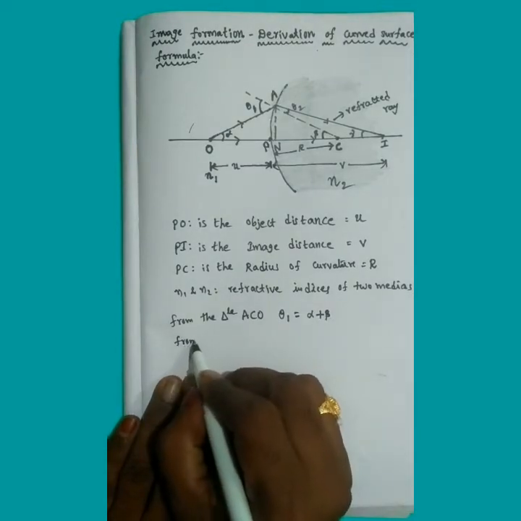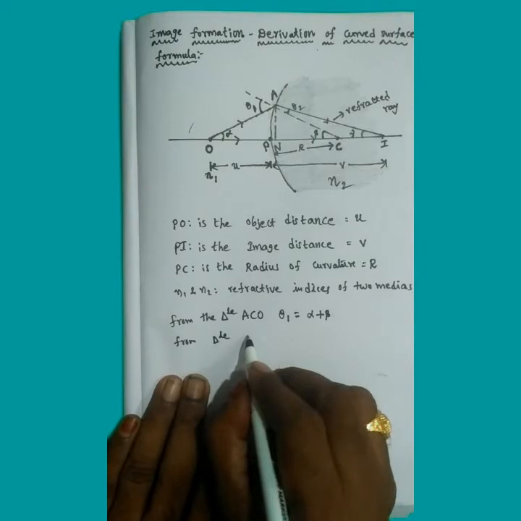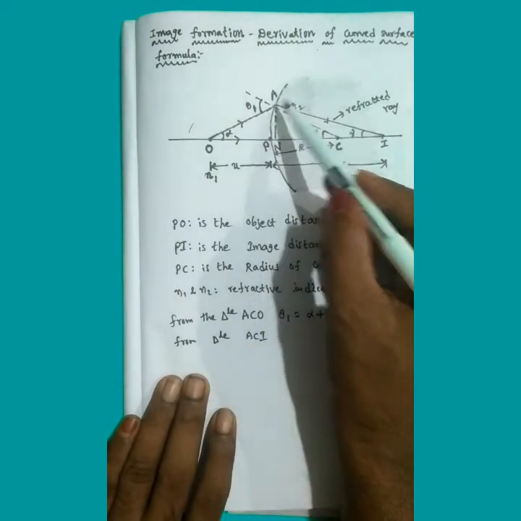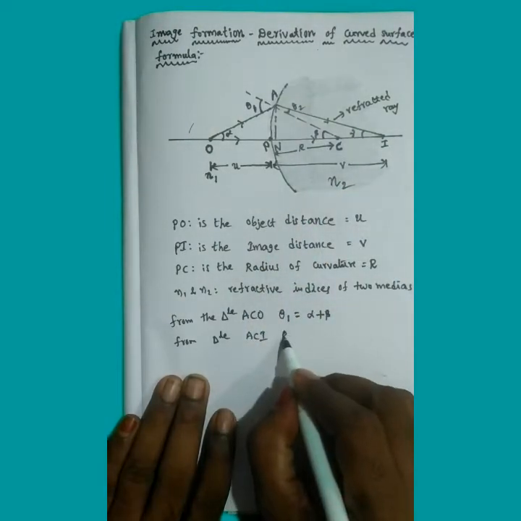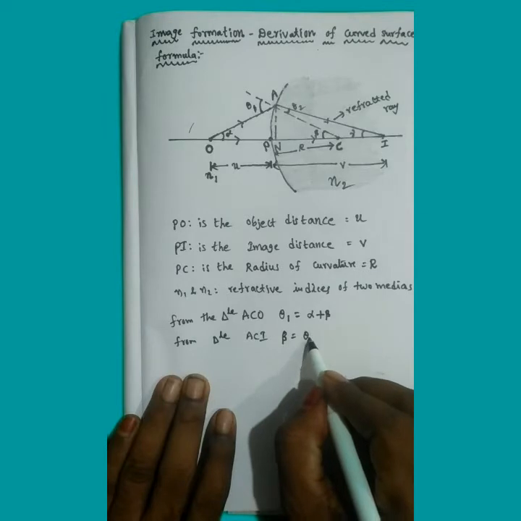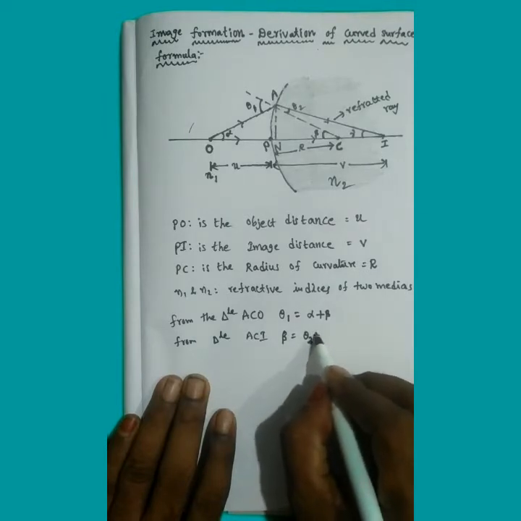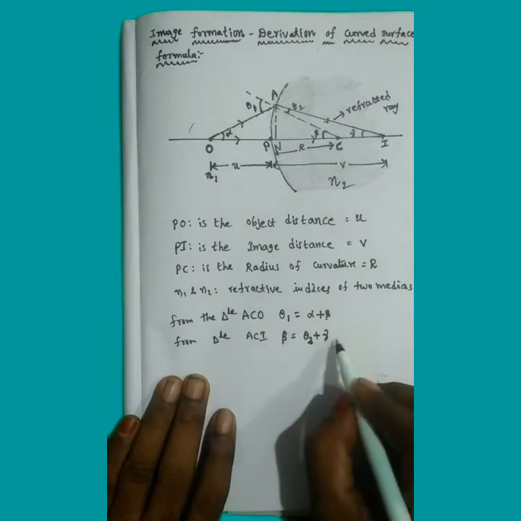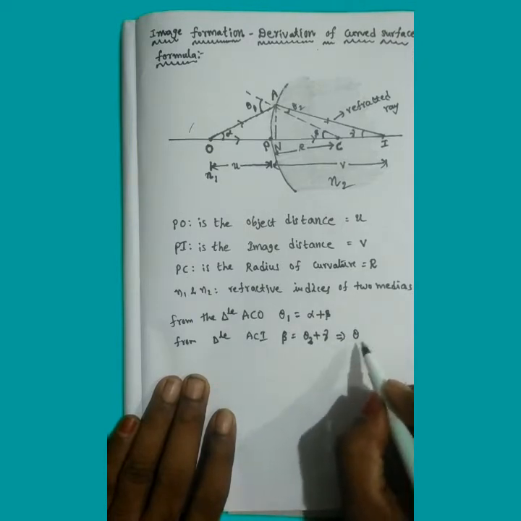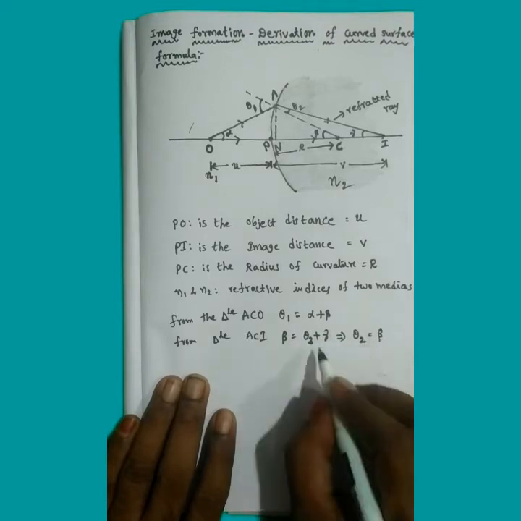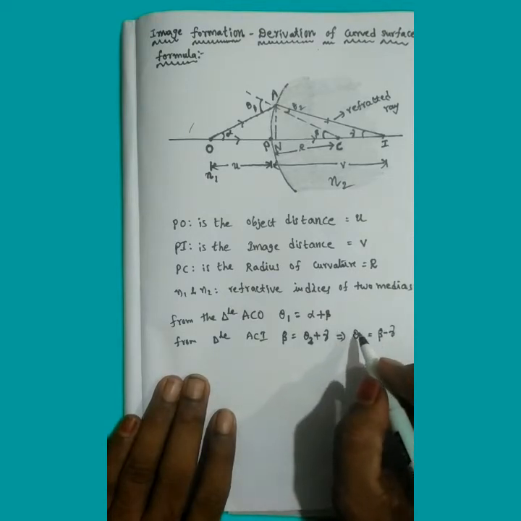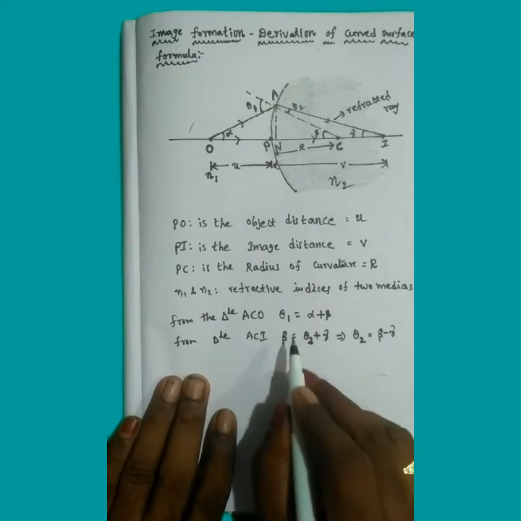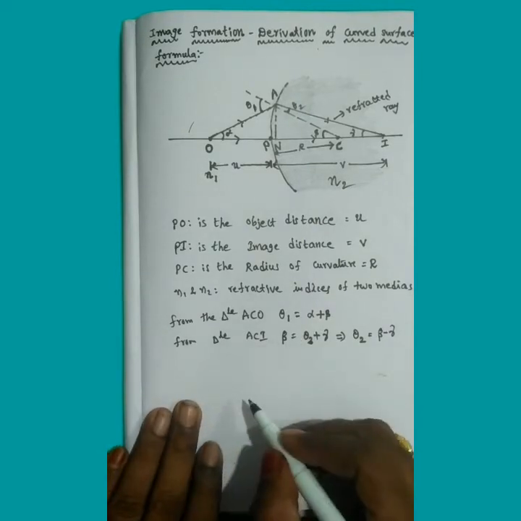And from triangle ACI, beta equals theta 2 plus gamma. So theta 2 equals beta minus gamma. If we take this to the other side, it gives minus, that means beta minus gamma. We will keep these equations to use in the next step.